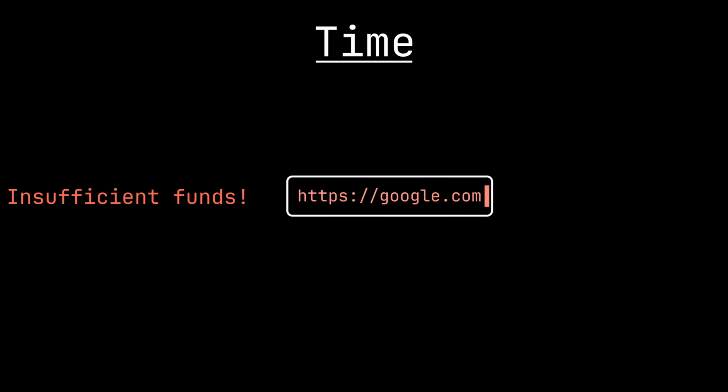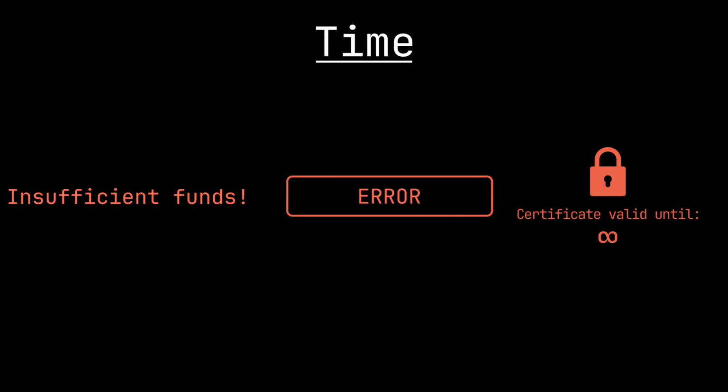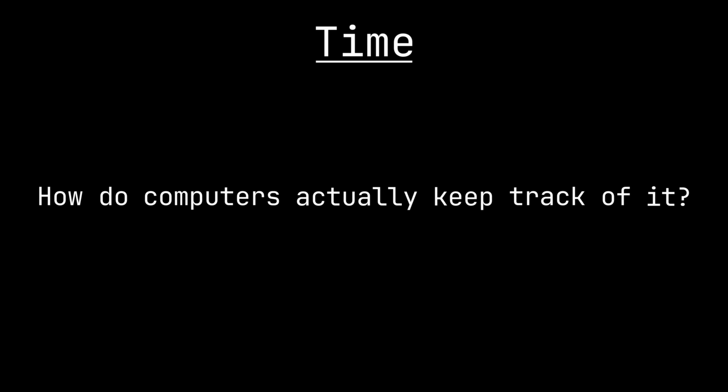But what happens when time goes wrong? A bank withdrawal before a deposit, a DNS record that refuses to update, a TLS certificate that never expires? With time being so critical, how do computers actually keep track of it?